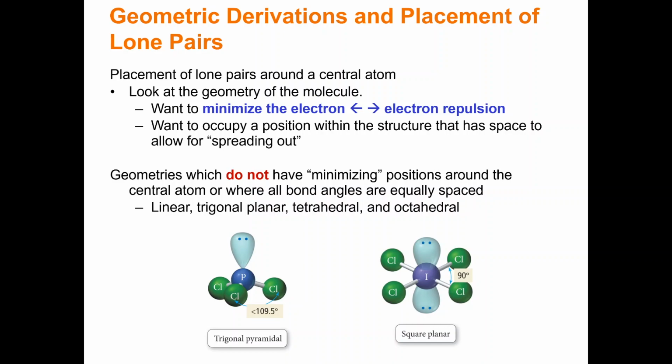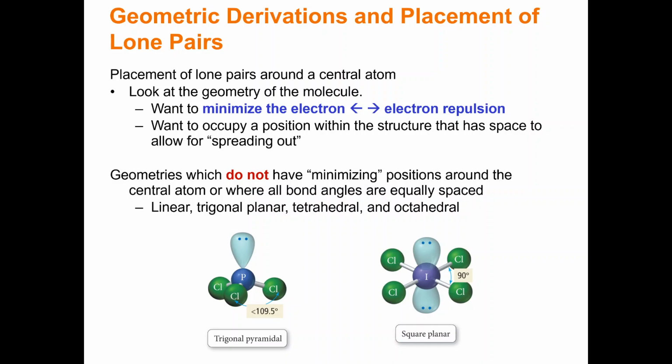Here we have some examples of placement of lone pairs around the central atom. If we look at the geometry of the molecule, it's always going to want to minimize the electron repulsion. The fact of electron repulsion has an effect on which bond you would break first, but we probably won't get into that too much. We want to occupy a position in a structure that has the space to allow it to spread out. In other words, that lone pair is going to go in the place that offers it the most room.